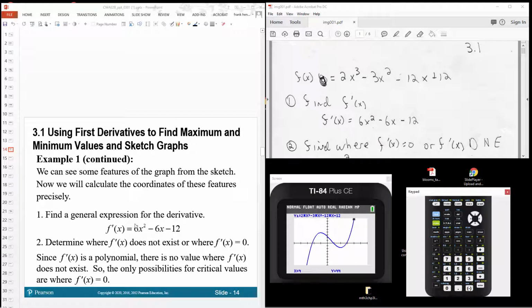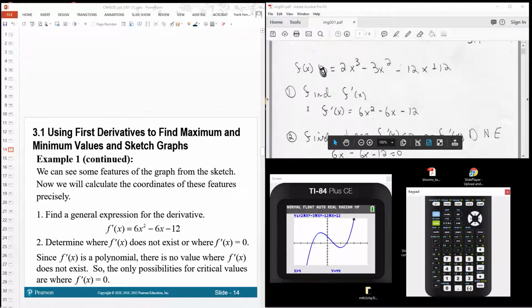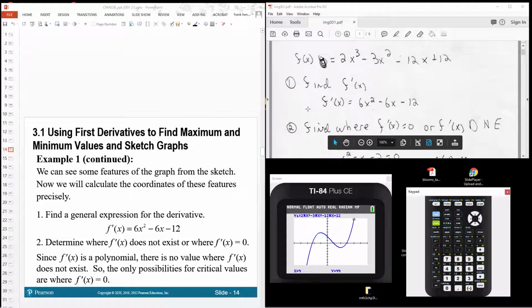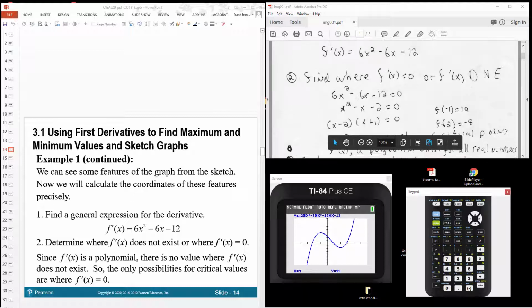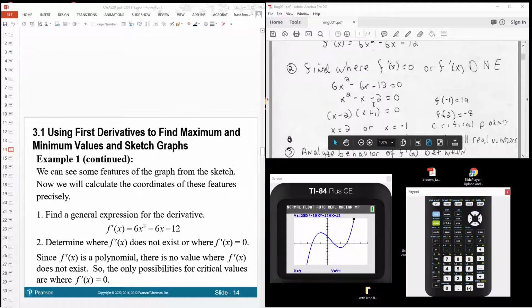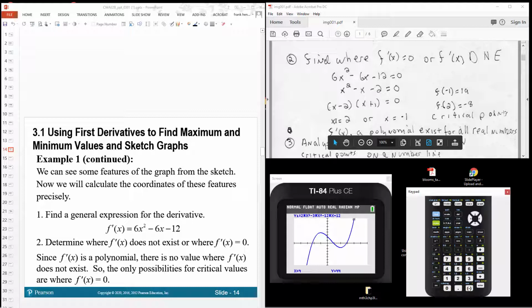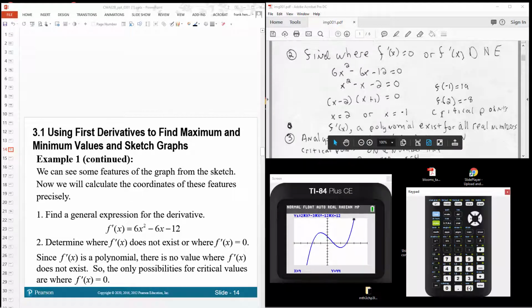So I found an expression for the derivative. Find where f prime is 0 or doesn't exist. Since it's a polynomial, it exists everywhere. Where is it 0? I set it equal to 0 and solve for x. X is 2 and x is negative 1. Where are those points located? So I evaluate f there. F of negative 1 is 19. F of 2 is 8. So x equals 2 and negative 1 are my critical points.